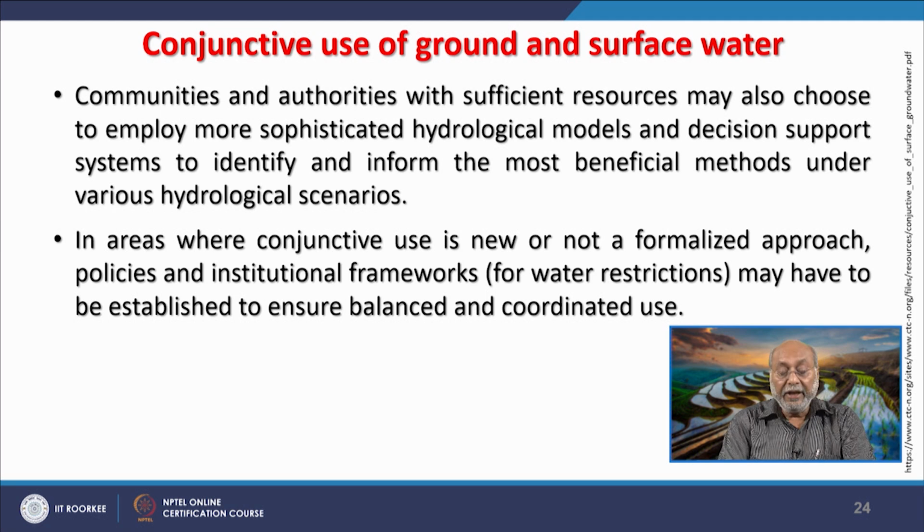So, in areas where conjunctive use is new or not a formalized approach, we only go for this kind of approach when we are having a problem. In the areas where we do not have a problem, nobody bothers about that, but that is the problem really, because tomorrow that area is also going to face problems. So, if it is not a formalized approach, policies and institutional frameworks for restriction may have to be established to ensure balanced and coordinated use, and that is what conjunctive use is.